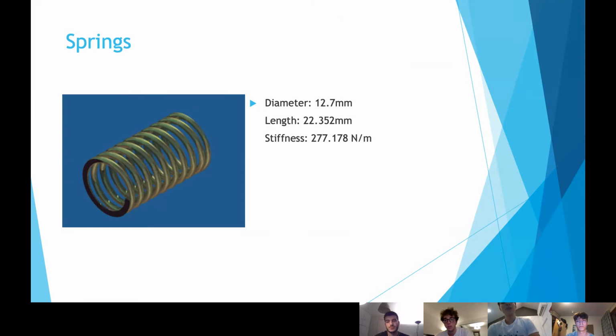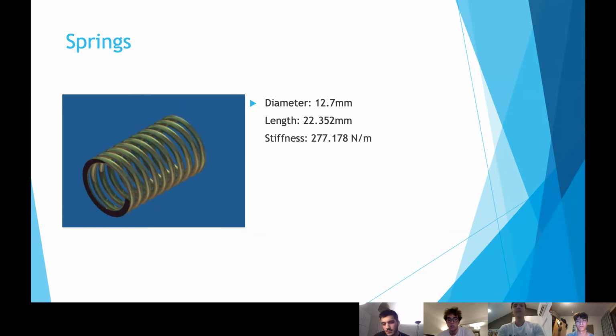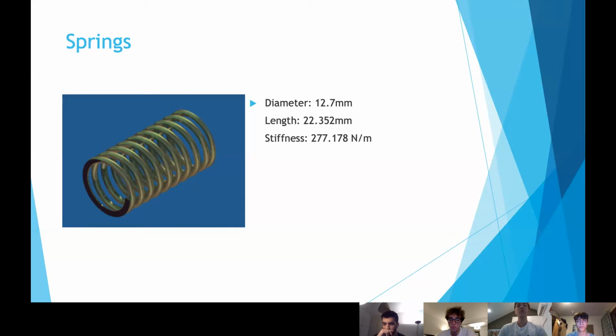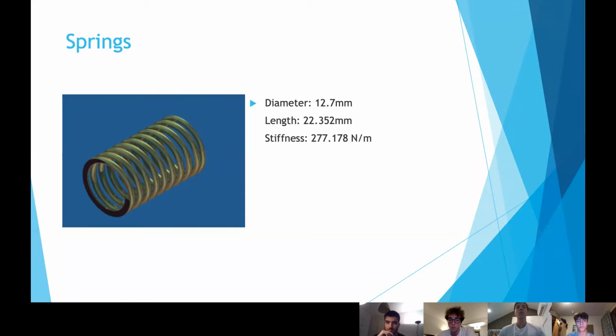After running a few simulations with different springs and different stiffnesses, we quickly realized that the total energy and velocity of the vehicle was always very similar. We also realized that the bottom is always pressed against the wall and the vehicle always goes back to its starting position. So we decided to use a spring with a stiffness of 277 newtons per meter.